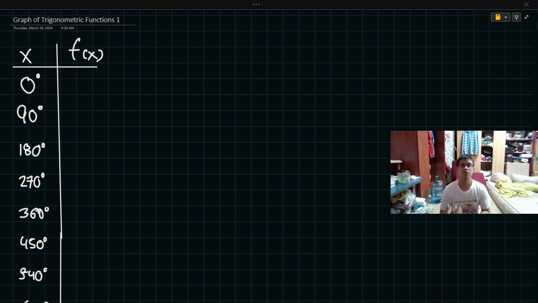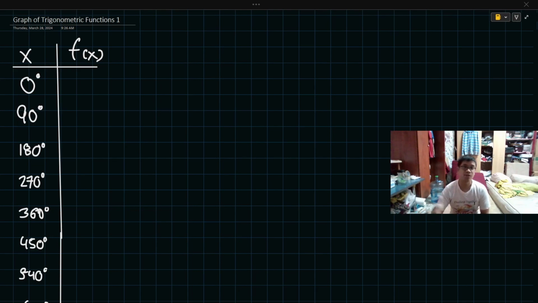Let's just say we want to graph them. We will graph them by the use of this table here, the x column and the f of x column. These are the x values. They are in degrees. These are angles, but in degrees. To be particular, these are quadrantal angles: 0 degrees, 90 degrees, and so on and so forth.